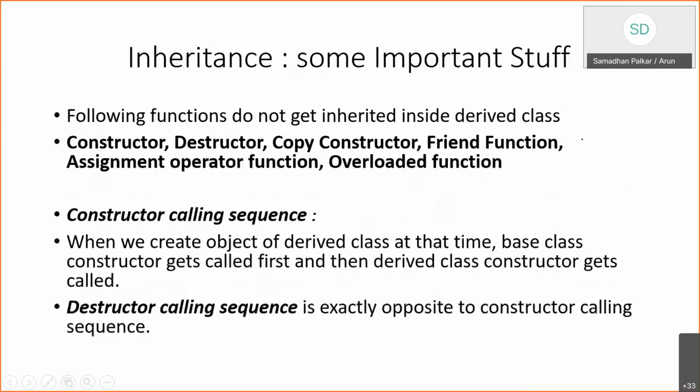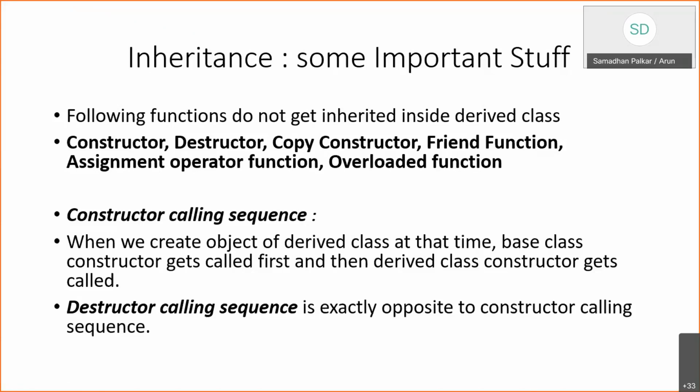Now, some striking features which are important in the case of inheritance. What all things are inherited? Obviously, data members and some of the member functions which are accessible are inherited inside the derived class. Private members are even inherited in the derived class, but you cannot access those private members inside the derived class.